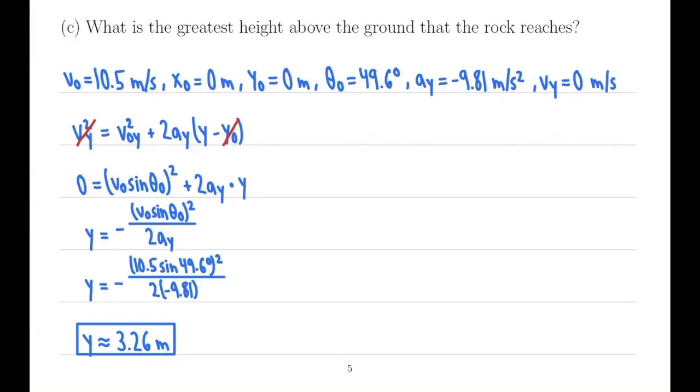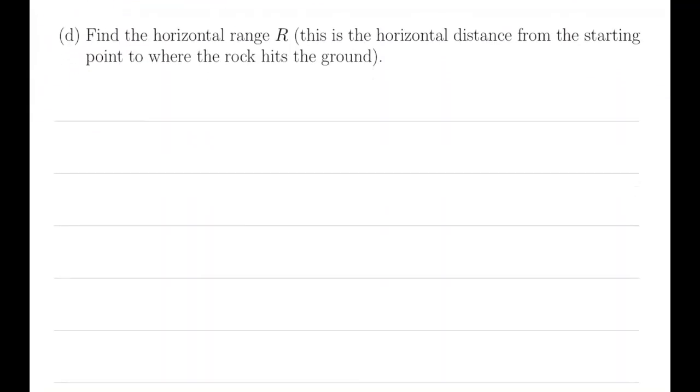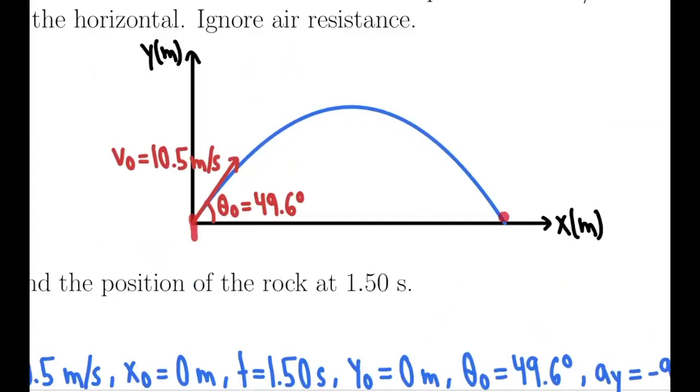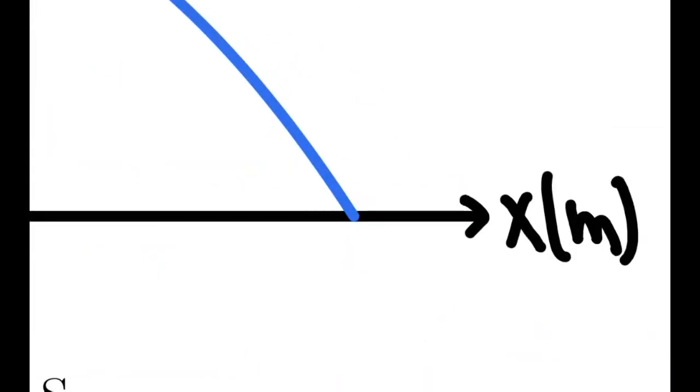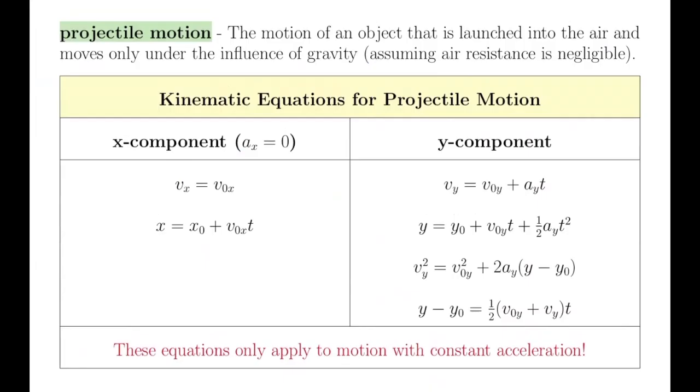Yes, indeed. Let's do part D now, the final part. My favorite problem. Find the horizontal range R. If you don't know what range is, this is the horizontal distance from the starting point to where the rock hits the ground. It's just horizontal distance, basically. I'll label it on here. I normally call this quantity delta x. Basically this distance right here, from the starting to the ending point, that's going to be R, like a delta x. We need to find x.